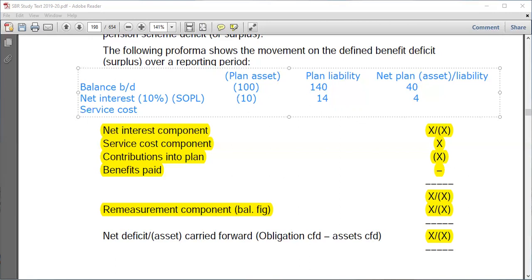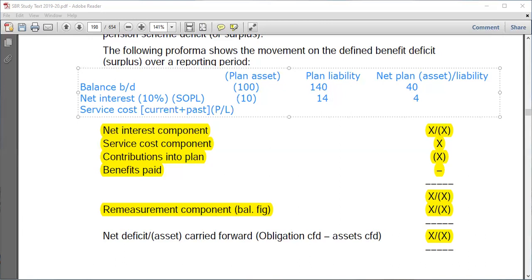Then for service cost, you will realize later that you can have current service cost but also past service costs. Don't worry about this for now, but all you need to know right now is that they are both taken to the statement of profit or loss as usual. So we can also say here, goes to profit or loss, just like that.